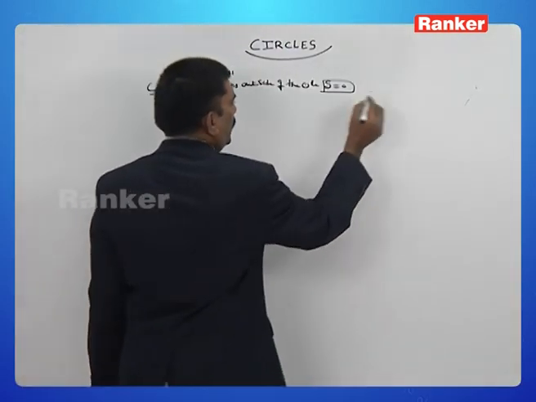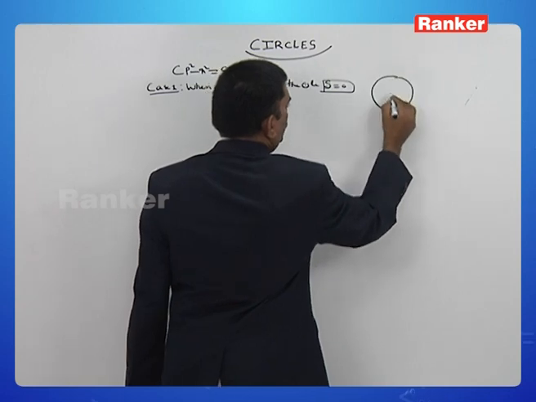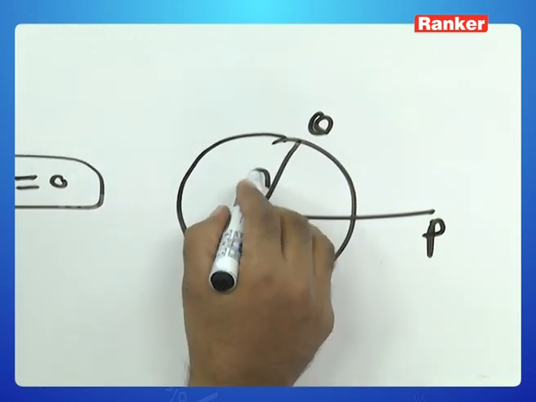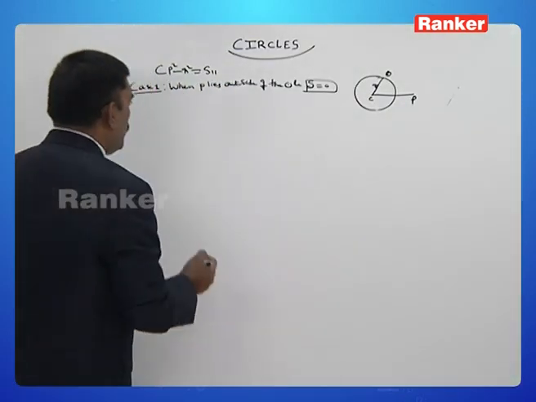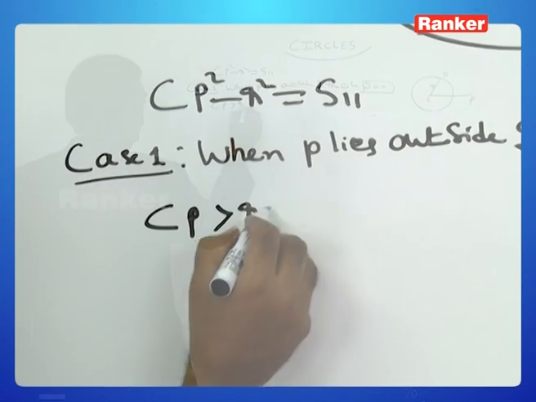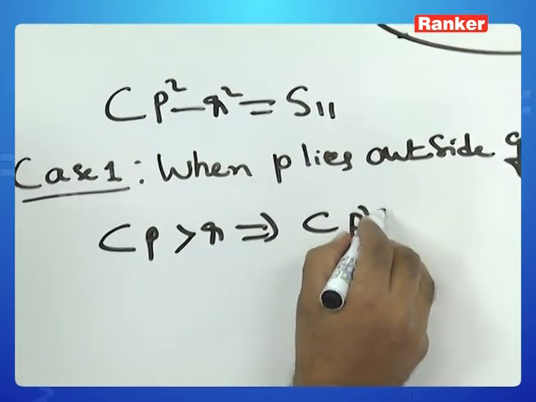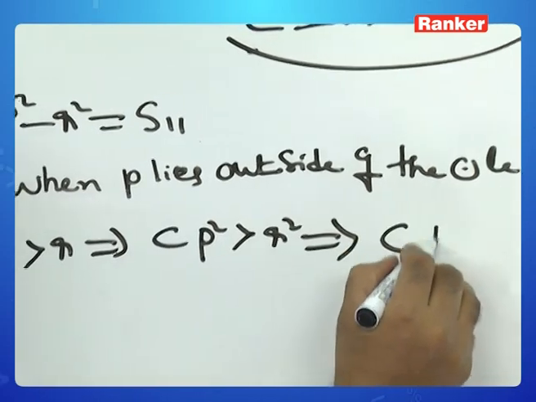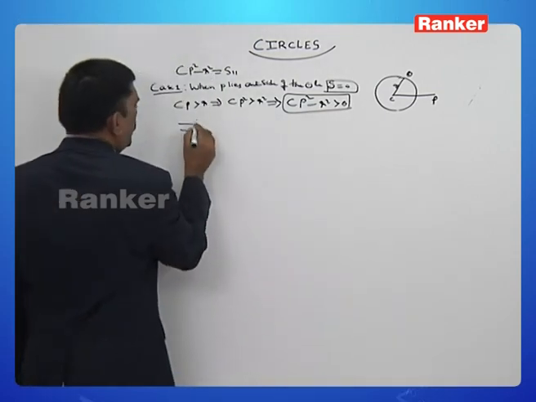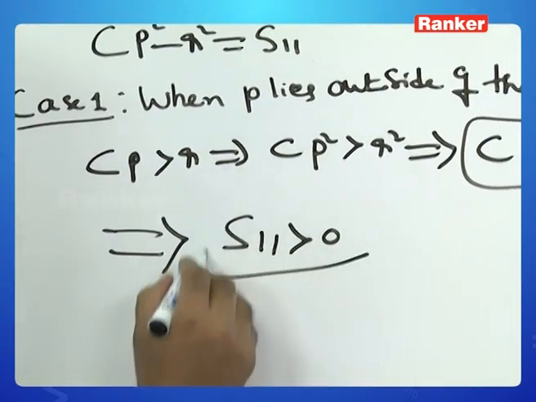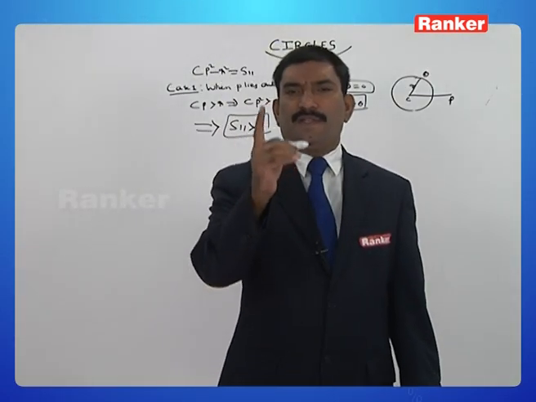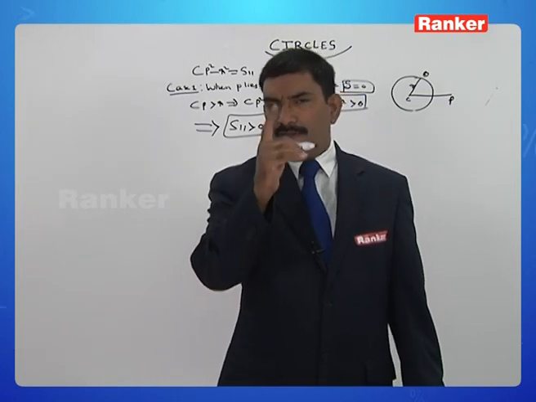Let us take the figure in this way. This is P, this is Q, this is C the center, this is the radius. You can very well observe here CP is greater than R, which implies CP square is greater than R square, so CP square minus R square is greater than 0, which implies S11 is greater than 0. It means that when the point P lies outside of the circle, S11 is greater than 0.